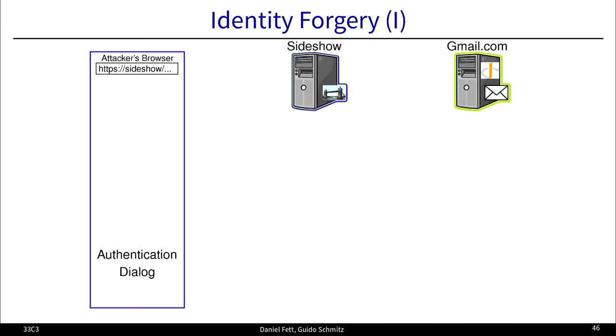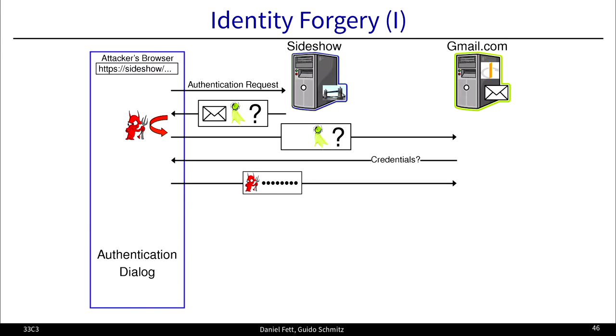First attack, identity forgery. So here we have essentially the same setting that we saw before, except now we don't have Alice's browser on the left, we have the attacker's browser on the left. The attacker can go to Sideshow and say, I want to sign in. Now, Sideshow sends this OpenID request to the attacker, and the attacker can change this request. The attacker can just remove the request for the email attribute from this request, which is still a valid OpenID request. Gmail sees this request, and now the attacker logs in.